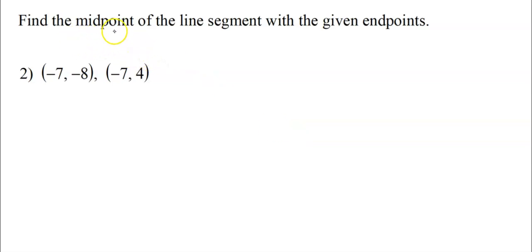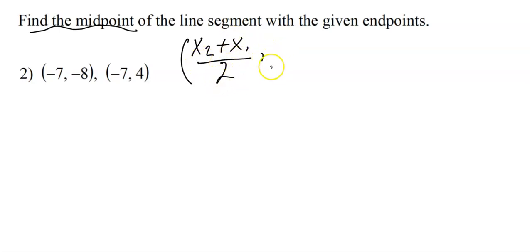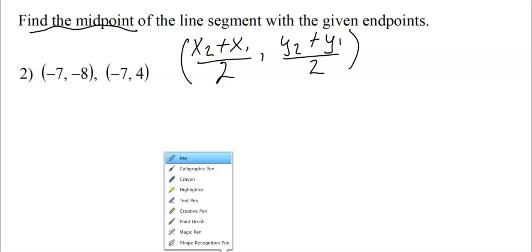All right, let's try another one. Let's find the midpoint of this line segment. So we have a line segment that ends at -7, -8, and it ends at -7, -4. Where is the point exactly halfway? So again, we are told find the midpoint. I'm going to write down my formula. Second x value, x2, plus first x value, x1, divide that by 2. Let's do it with the y's. So second y value plus first y value divided by 2. Write it as a point. The parentheses make it a point.